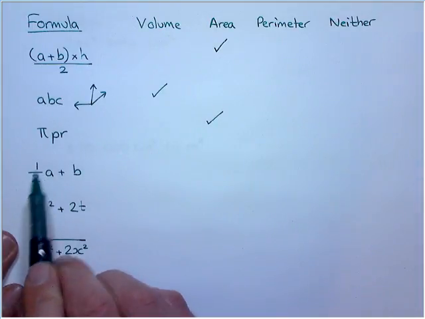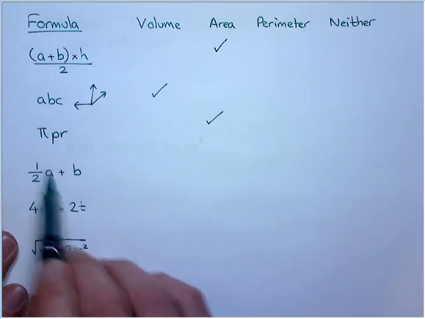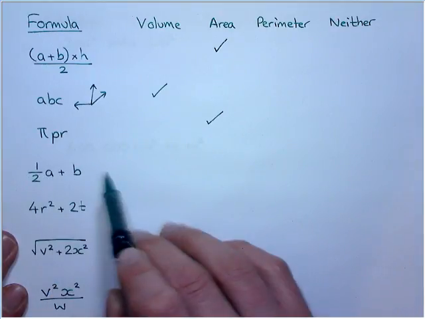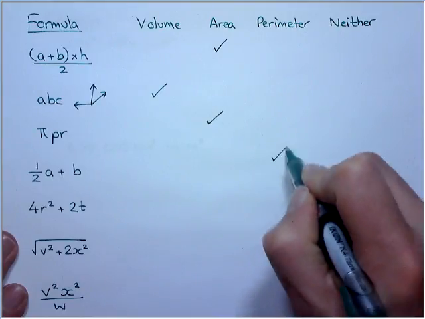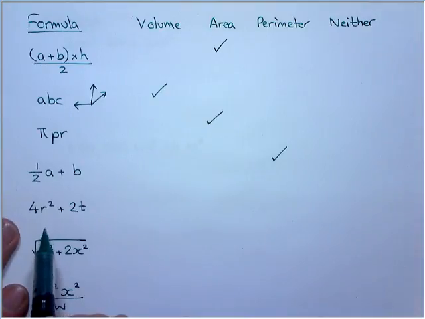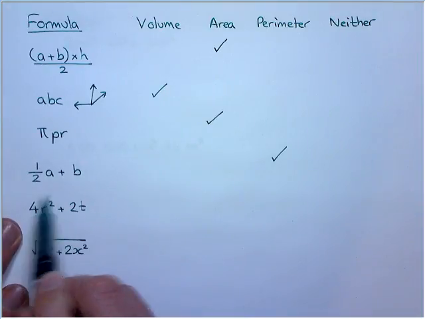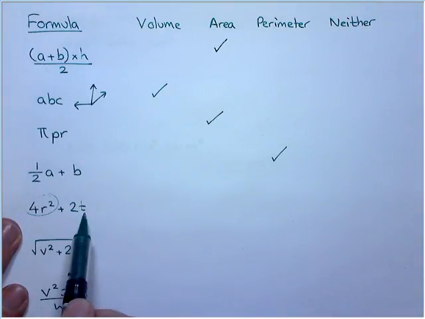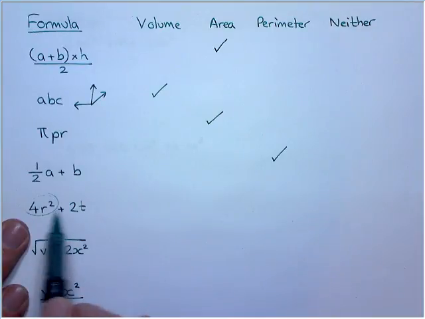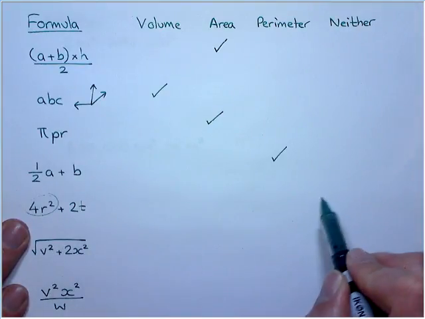So here we have a number, so that's just half an A, so that's 1 dimension plus another dimension. So that is in fact a perimeter, a length plus another length. Now, here you have an area, because there's 2 dimensions there, plus a single dimension. So that is an impossibility. It cannot happen. You can't have a formula that has an area plus a length in it. So that one is neither.